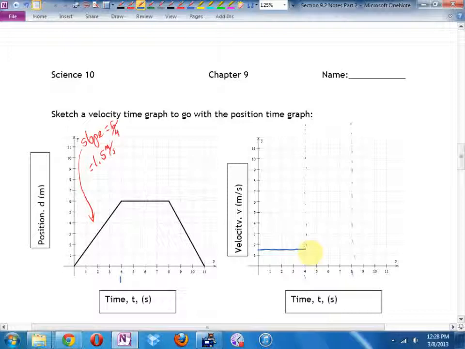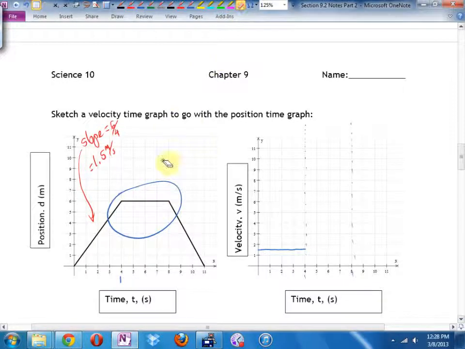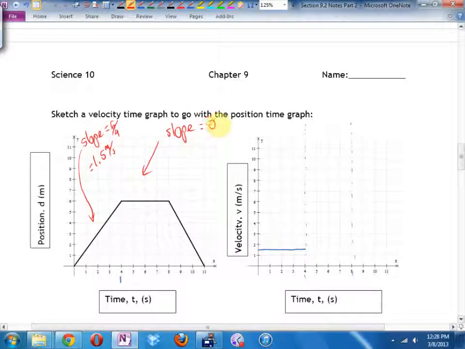Let's look at the second section of the graph. The second section, this one. What's the slope? Okay, I'm going to make a little note here. So between time 4 and time 8, what's the slope? 0. What's the velocity? Same answer, 0. So on the velocity time graph, I'm going to draw a line how high? 0 high. It's going to look like this. Like that. So far so good, Justine?